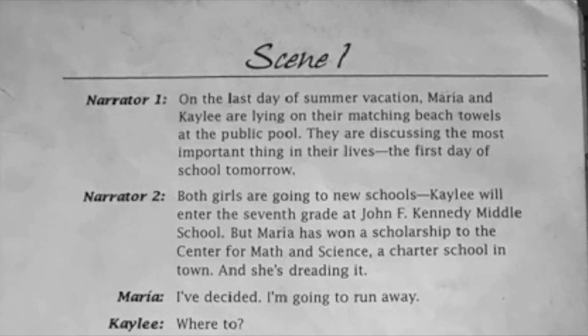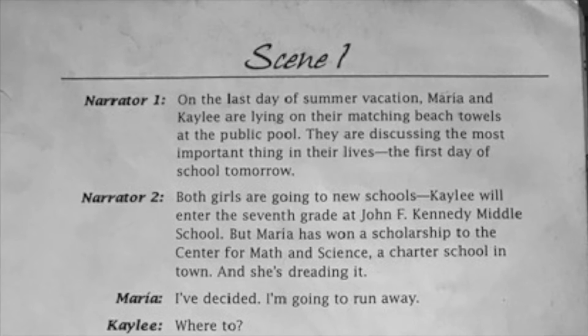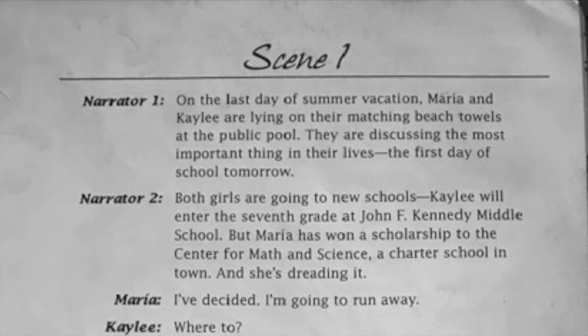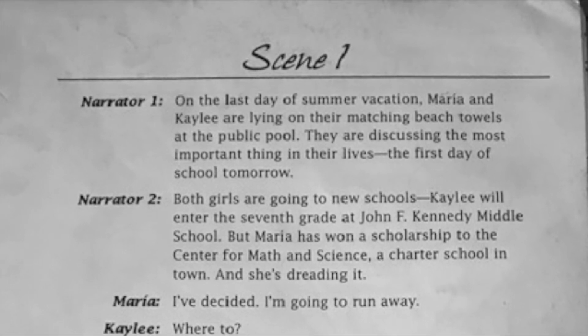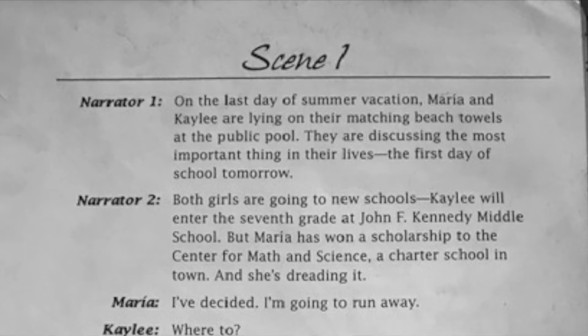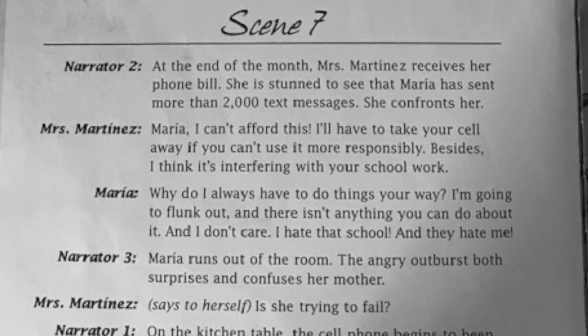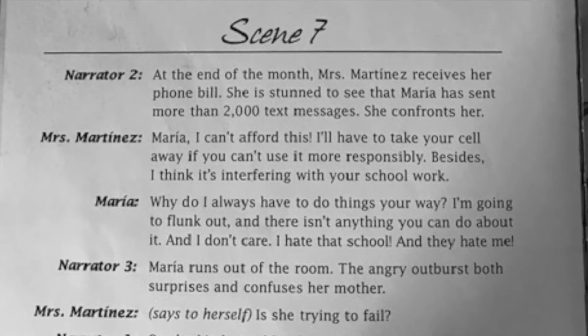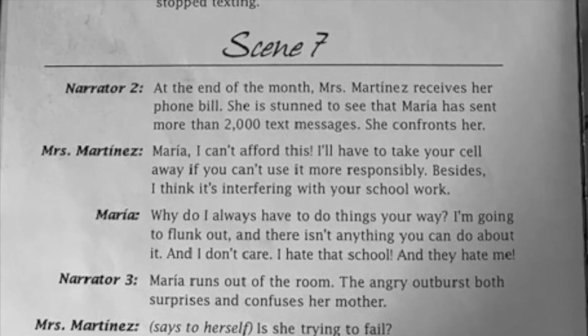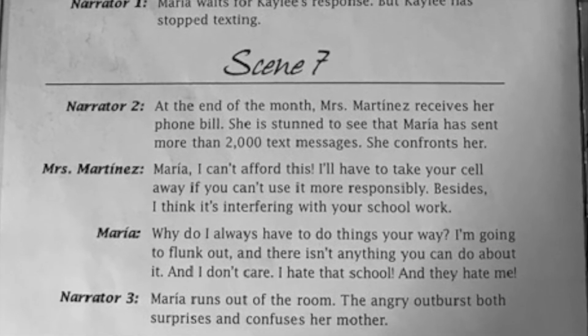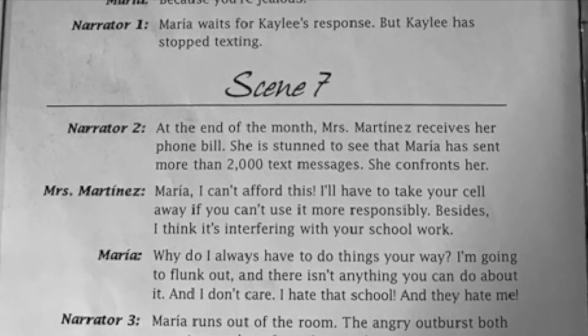Right there, that's telling the actors playing Maria and Kaylee that they need to be sitting on beach towels and they need to act like they are talking to one another. And that's the action. Next, we want to look for italicized text that's in parentheses. That will cue the actor into the action they need to do while they're reciting their lines.